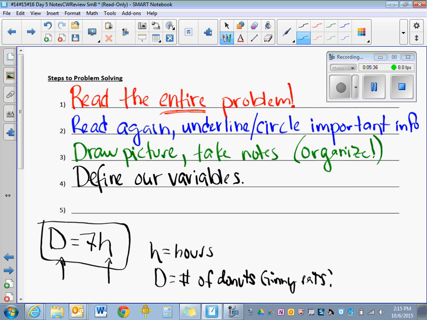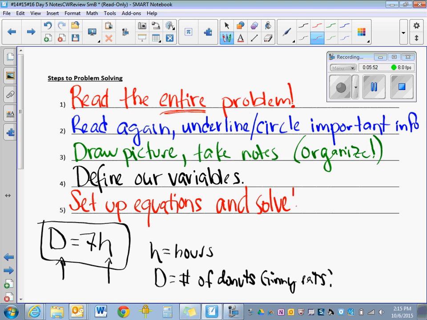Alright, so then step 5. Once we've defined our variables, we can set up our equations and solve. And it's always good to check your answers like we've done before. Check your answers to make sure they make sense, to make sure that you didn't create the wrong equation and thus have the wrong answer.